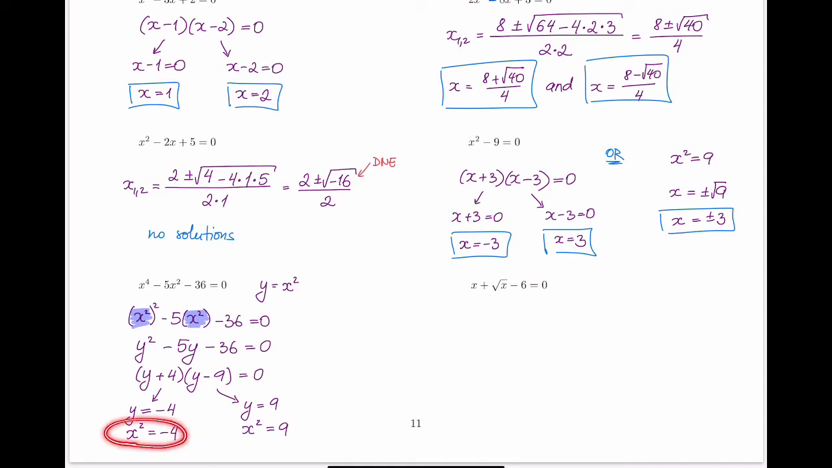Now I need to solve these two equations for x. Let's take a look at this one. x squared is negative 4. No number squared will produce a negative result, which means that this part of the equation produces no solutions. Looking at this right-hand side, though, it's the exact same equation that we've seen before. So you can solve it similarly or simply copy down your answer. This will give me two possibilities, x being plus or minus 3. So these are my two solutions to the original equation.